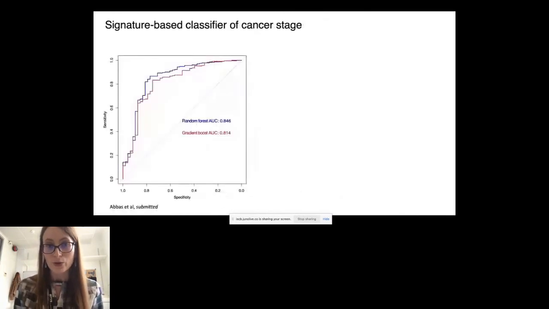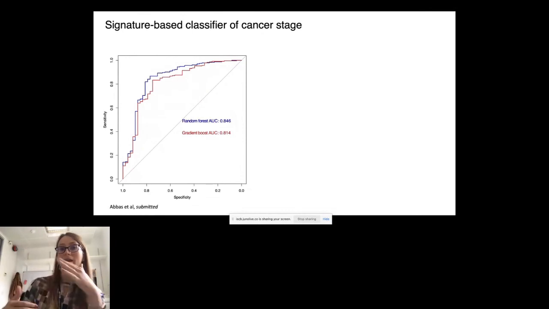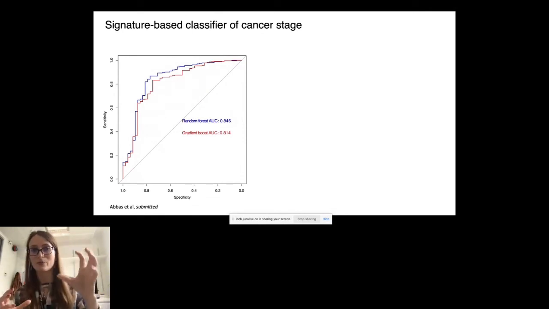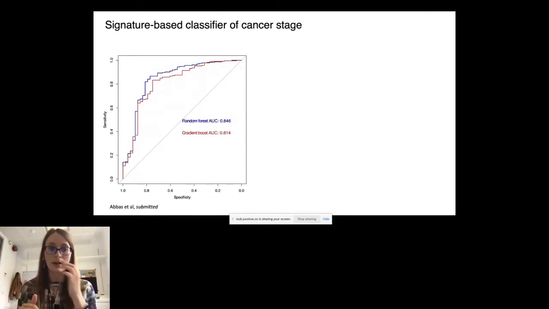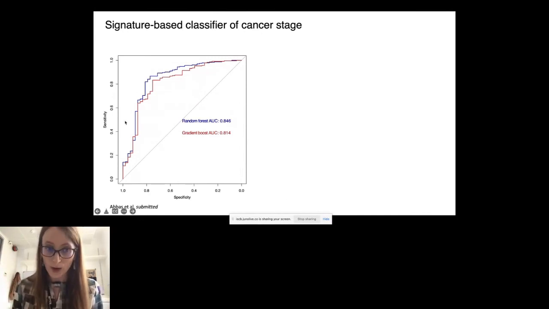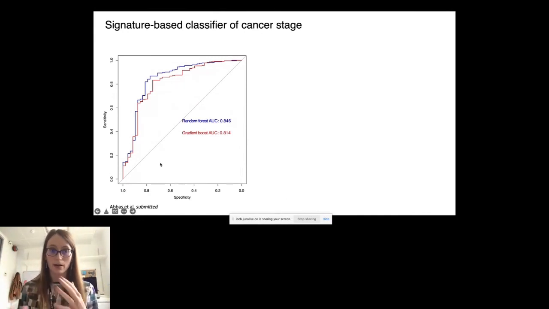To do this, we use two approaches. We use a random forest approach and a gradient boost approach. And again, we're trying to predict the cancer stage, whether it's Barrett's esophagus or primary tumor, based on the combination of mutational processes. And we do quite well, as you can see here, in predicting whether the sample is a primary tumor or a Barrett's esophagus sample, just based on mutational signature information, which is quite remarkable.